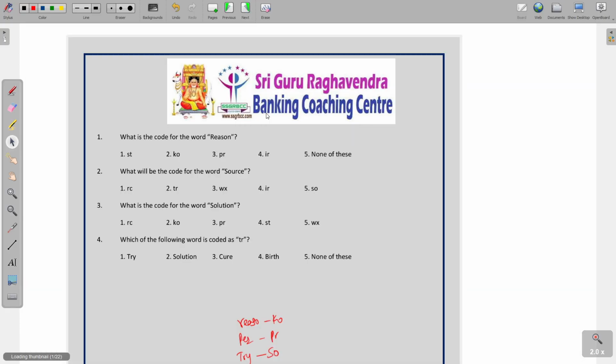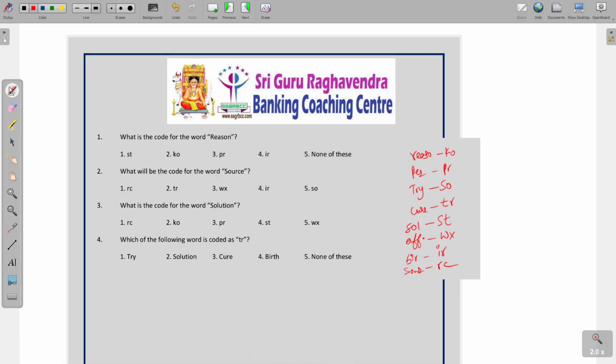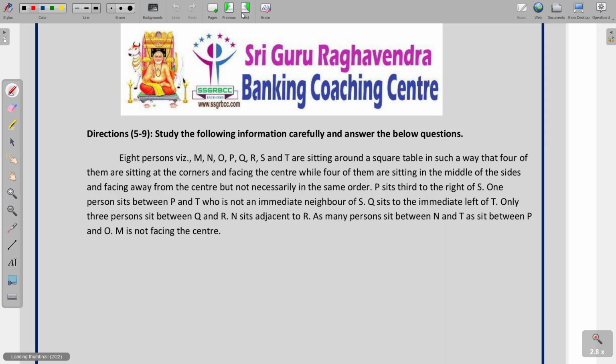Let us move on to the questions. See the first question, what is the code for reason? So the code for reason is KO. And what will be the code for the word source? RC. And what is the code for solution? ST. And which of the following words is coded as TR? So TR is cure. And let us move on to the next one.